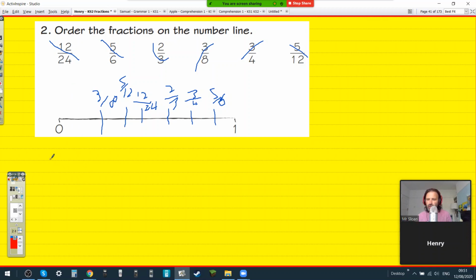And what we can do is common denominator. So 12 over 24. What would be everything as something over 24?